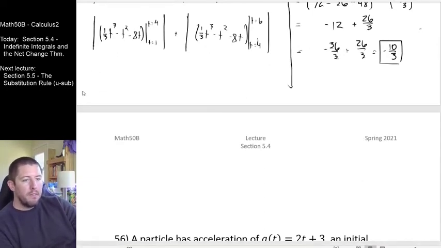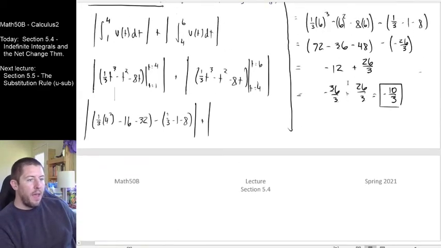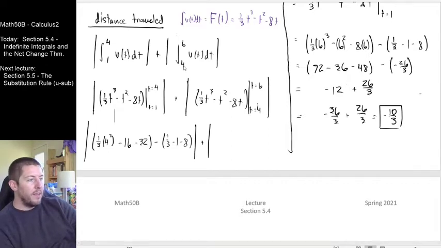So here it looks like I'm going to get the absolute value of 1/3 times 4 cubed minus, and I'll try to quicken up my math a little bit here. That's our first one. Our second one here, I'm going to steal some more stuff from over here. I've already done evaluating this at 6. When I evaluated it at 6, I got -12. So that's evaluating at 6 minus evaluating at 4. And when I evaluate at 4, I will again get 1/3 4 cubed minus 16 minus 32.